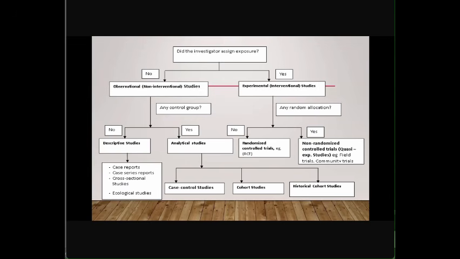So quantitative research methods are those research methods that have to do with quantities, just as the name suggests, where we are counting numbers, quantities.